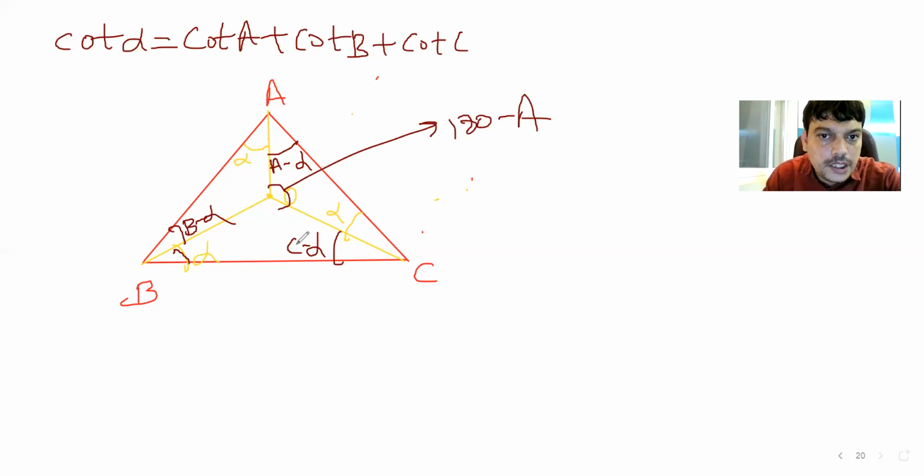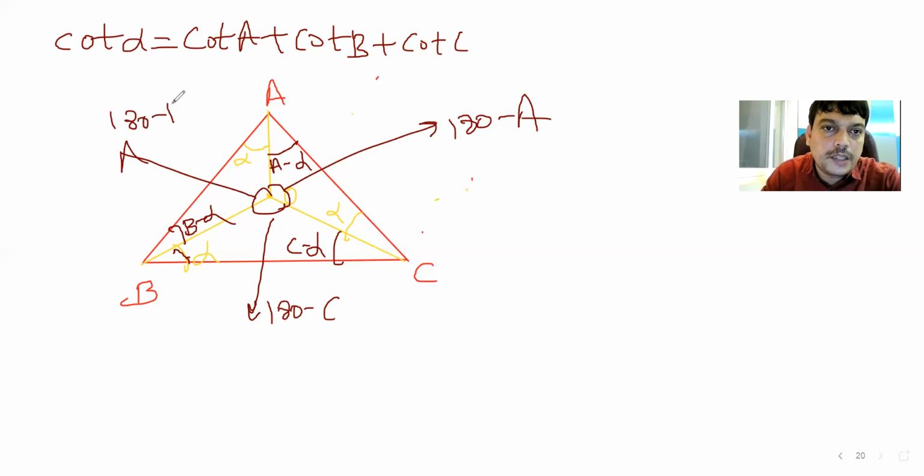అలాగే ఇక్కడ ఆల్ఫా ప్లస్ C మైనస్ ఆల్ఫా, ఈ రెండు యాడ్ చేస్తే C వస్తుంది కాబట్టి ఇది 180 మైనస్ C అవ్వాలి, ఎందుకంటే సమ్ ఆఫ్ త్రీ యాంగిల్స్ ఆఫ్ ట్రయాంగిల్ 180 ఉండాలి కాబట్టి. అలాగే ఆల్ఫా B మైనస్ ఆల్ఫా యాడ్ చేసినప్పుడు B వస్తుంది కాబట్టి ఈ థర్డ్ యాంగిల్ 180 మైనస్ B ఉండాలి. సో ఈ త్రీ యాంగిల్స్ మనకు ఆల్రెడీ తెలుసు.